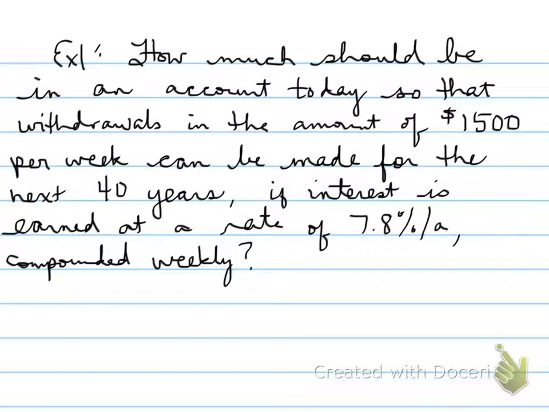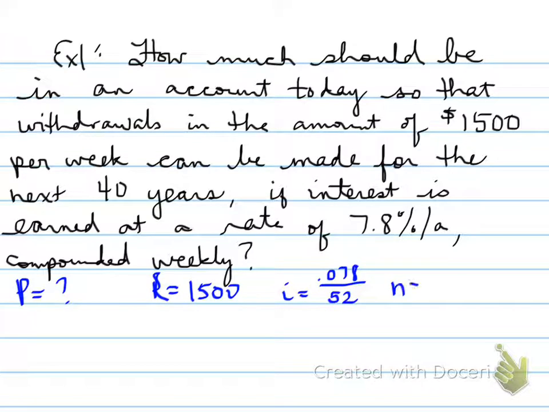Now, we need to figure out what it's asking. How much should be invested in an account today? How much should be in that account now so that you have $1,500 in the future? So future withdrawals per week. To do that, we need to set up the PRIN, which is the princess. P is what we don't know. R we know is 1,500. I is 0.078 divided by 52. And N is equal to 40 times 52.